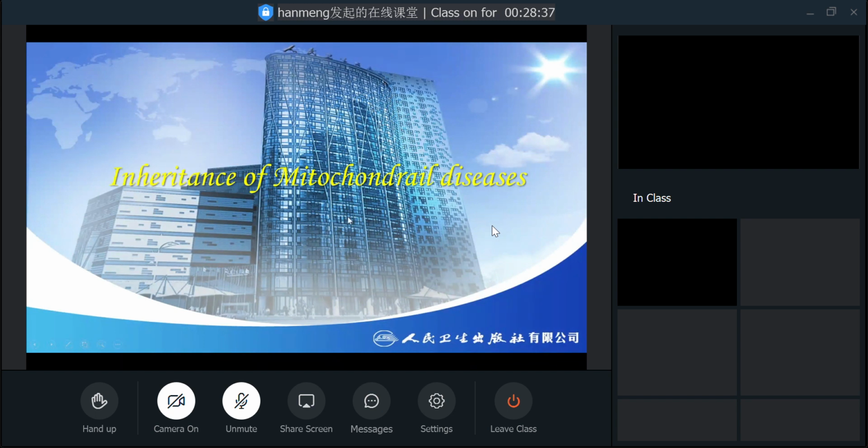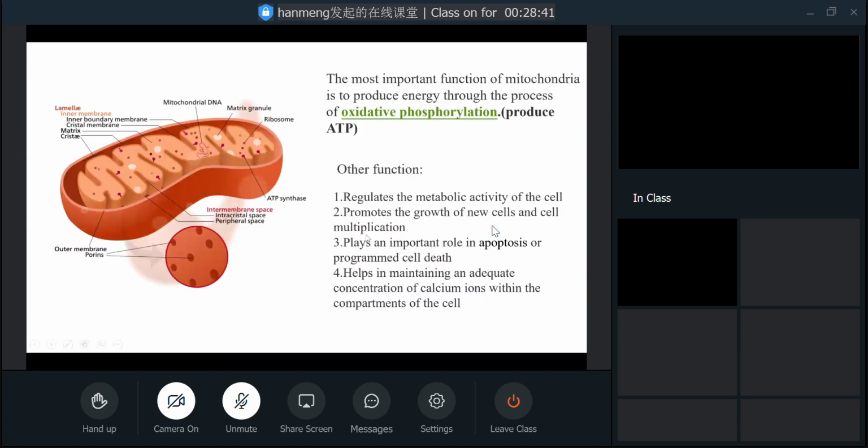The mitochondria. As we can see from our PPT, the mitochondria is a double membrane organelle with a matrix and its own ribosome and the mitochondrial DNA.